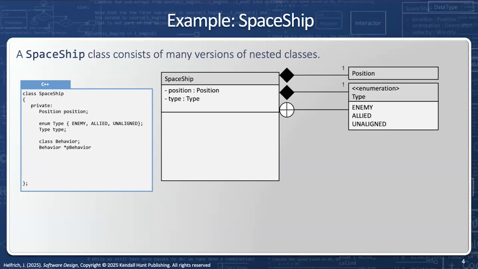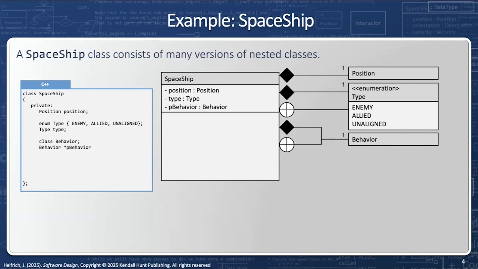I'm also going to have a behavior class, which is defined within spaceship, and a p-behavior attribute. So in my class diagram, I'm going to have p-behavior, which is type behavior, and therefore I'm going to have a behavior class. It's going to be related by composition because there's going to be exactly one, but this behavior is defined within spaceship, so it's also related by a nested class.